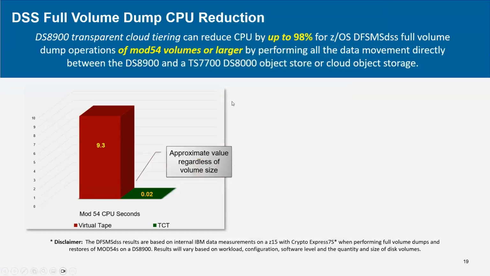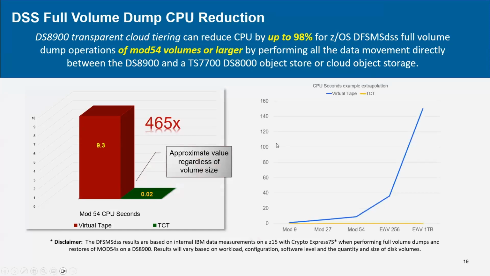The best use case is DSS full volume dump, because it has very little overhead for the volume. It's mostly moving data, so it's a best case. For a Mod 54, DSS takes about 9.3 CPU seconds when writing that to tape. Once again, 0.02 CPU seconds when writing that with TCT. That's a 465x reduction. And so obviously the larger the volume, the more savings. You get out here to an EAV, and that's a 99% savings, obviously. Very little CPU to do that data movement.